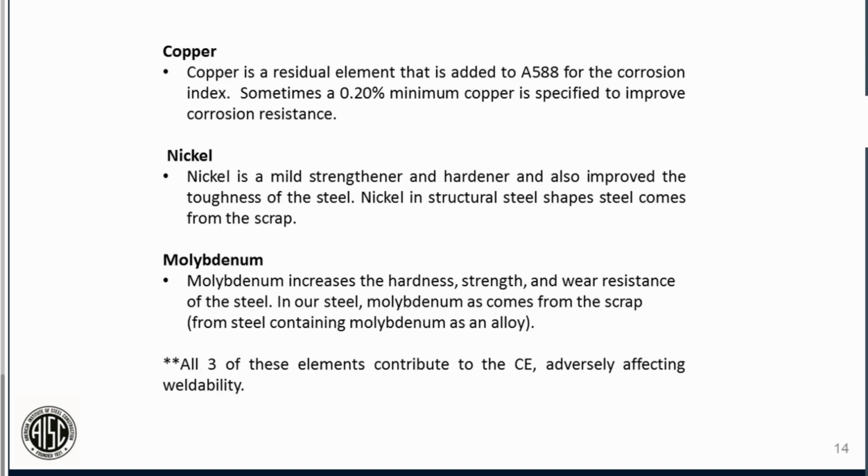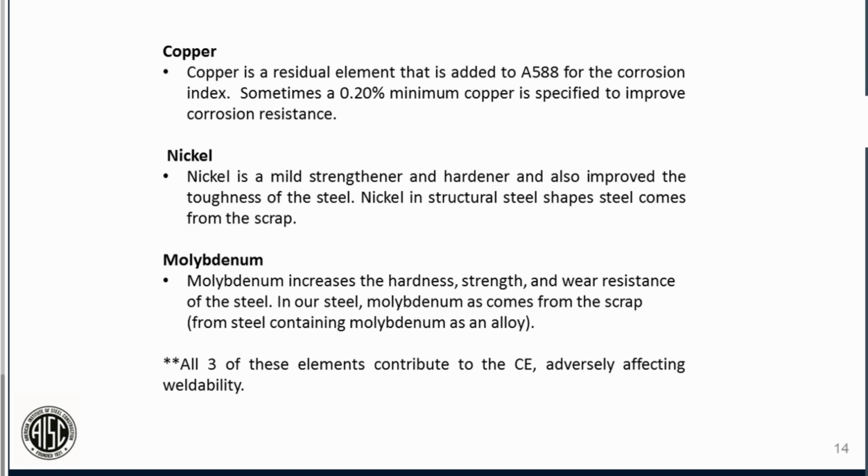Talk about copper. Copper, typically in structural steel, is a negative element. It is a residual element in the steel when we melt the scrap, unless you're talking about A588, where we purposely add copper to improve the corrosion resistance of the steel. Nickel is a mild strengthener and hardener. It also improves the toughness of the steel.